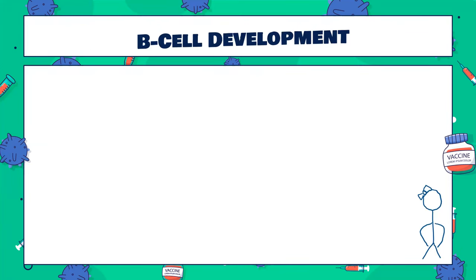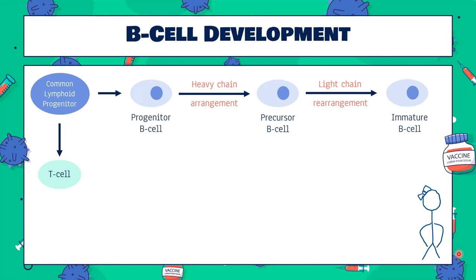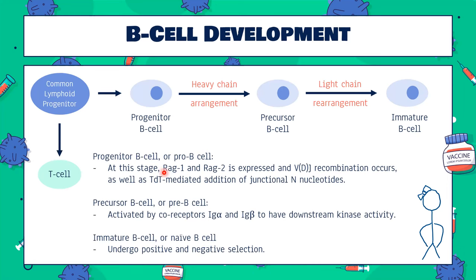So if we were to now look back at our B cell development, our progenitor B cell, or our pro B cell, is when we're going to have the RAG1 and RAG2, VDJ recombination, TDT mediated addition, junctional end nucleotides in order for us to form the heavy chain and get our precursor B cell. The precursor B cell is going to get activated by co-receptors IgA alpha and IgA beta.